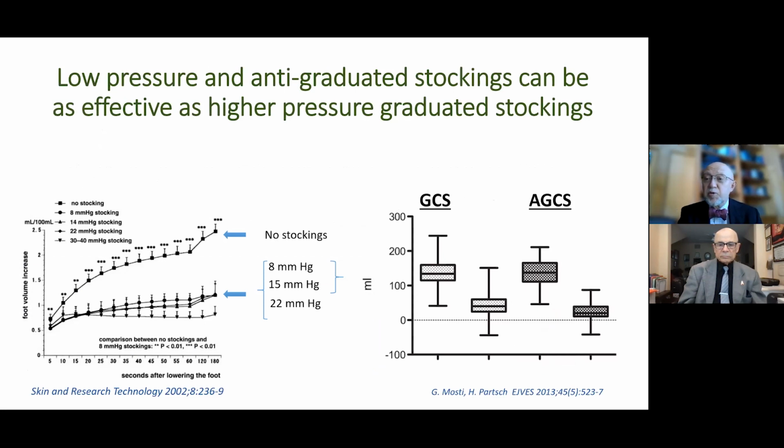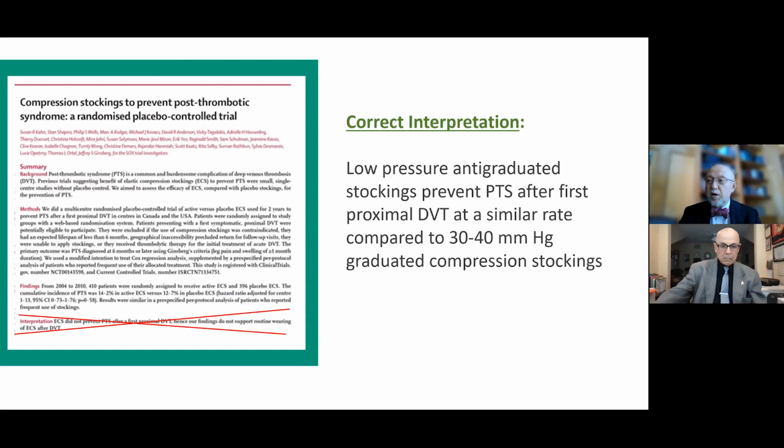Published data demonstrate that low-pressure stockings, as well as anti-graduated stockings, provide similar and sometimes a better effect compared to standard compression. So the correct conclusion of the SOX trial should be that low-pressure anti-graduated stockings prevent post-thrombotic syndrome at a similar rate compared to 30 to 40 millimeters mercury graduated compression stockings. However, we don't really know because we didn't measure the pressure and we don't know how much pressure was applied to an individual patient's legs in each trial.